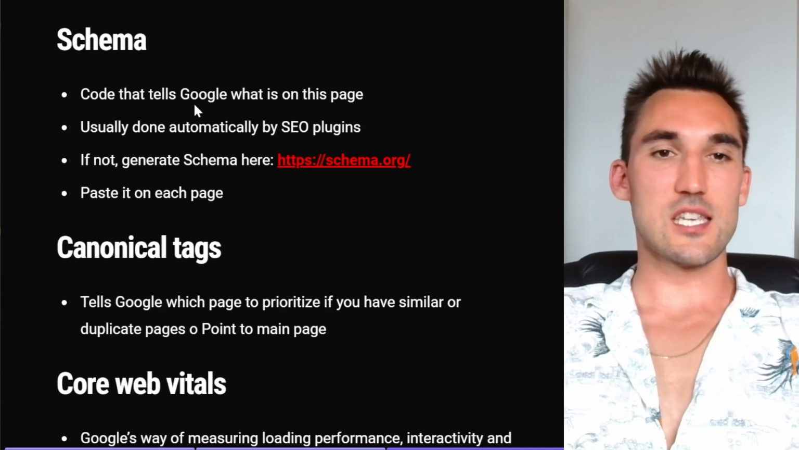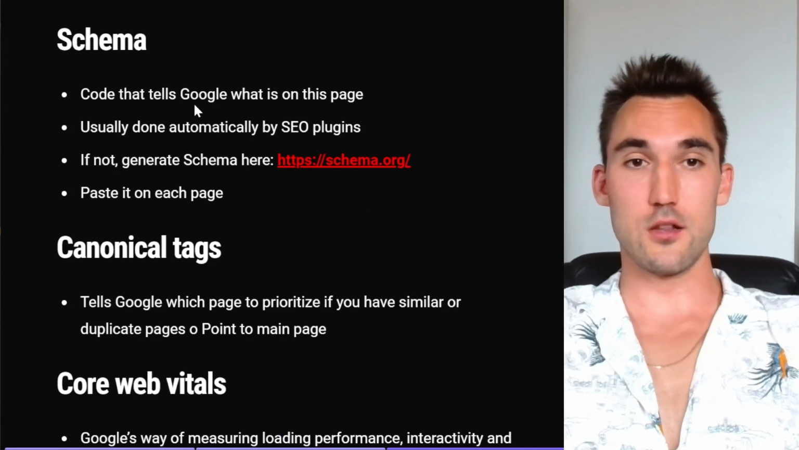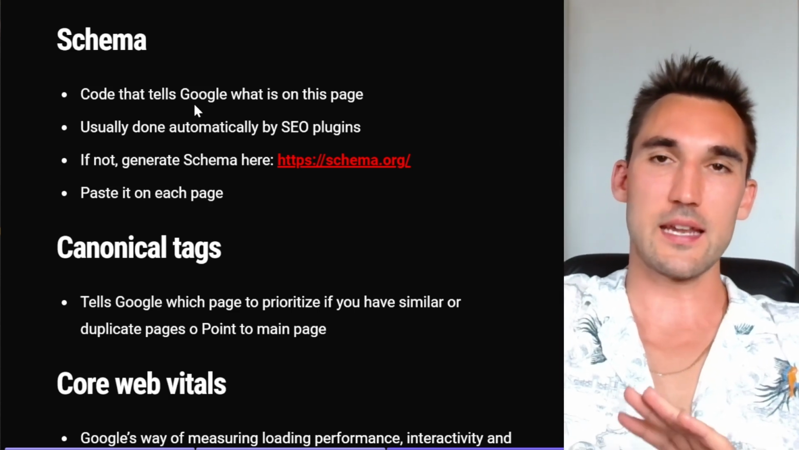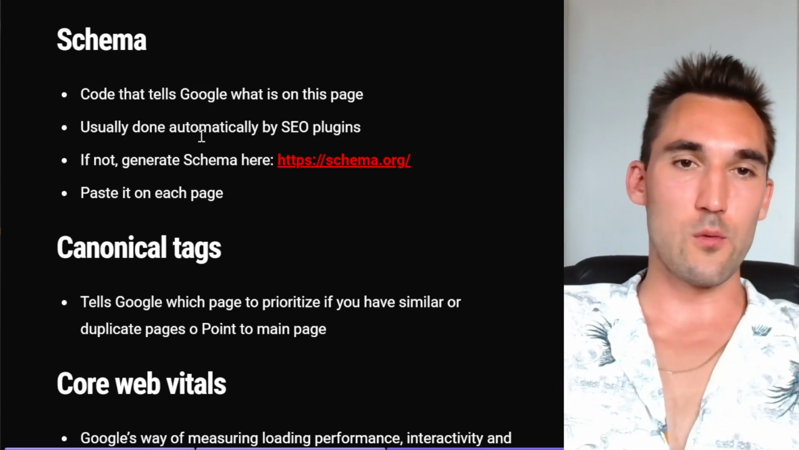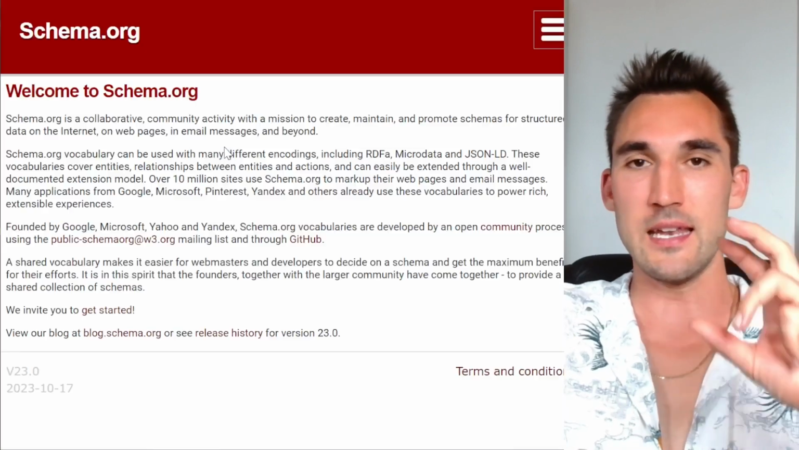Now, the next thing is schema. So schema is code that basically tells Google what is on the particular page you're on. So this is usually done by SEO plugins. So typically speaking, you don't need to worry about it. It can get a little bit complex, but if it's not done, what you can do is generate schema by going to this website here, and then you just want to paste it in every page in the content.